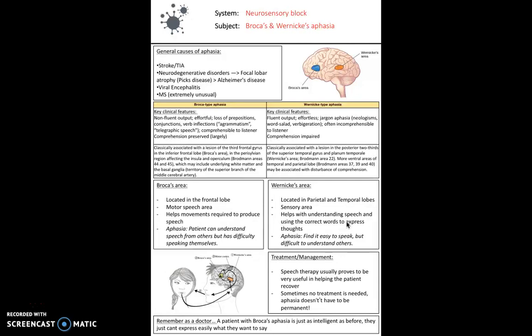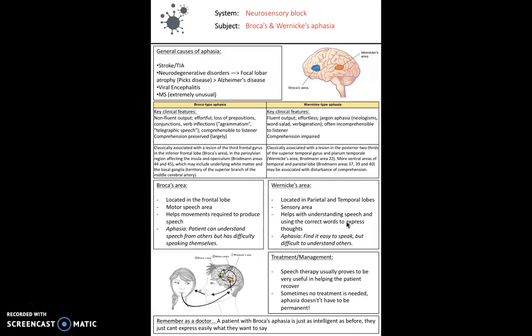If we split this into two, so Broca's, we're thinking about a motor speech problem, because Broca's is a motor speech area. It's involved in the formation of words. Broca's area is located in the frontal lobe of the brain, and it helps with the movement required to produce speech. So in a patient with Broca's aphasia, you'd expect them to fully be able to understand everything you're saying, but have difficulty replying to you.